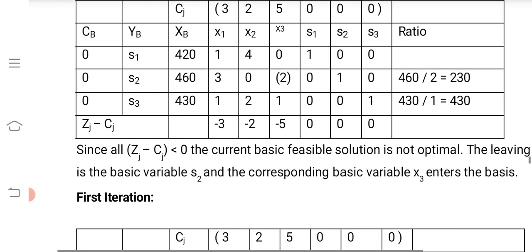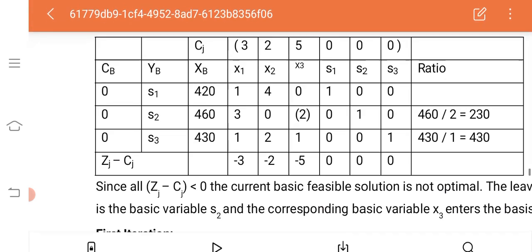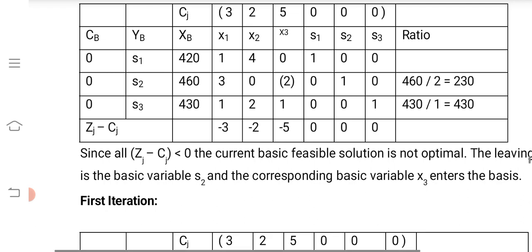Normally in the simplex table there are two important concepts. First of all, you have to choose which is the entering column and which is the removing row. First of all, find Zj. Zj means the sum of Cb and Xij.